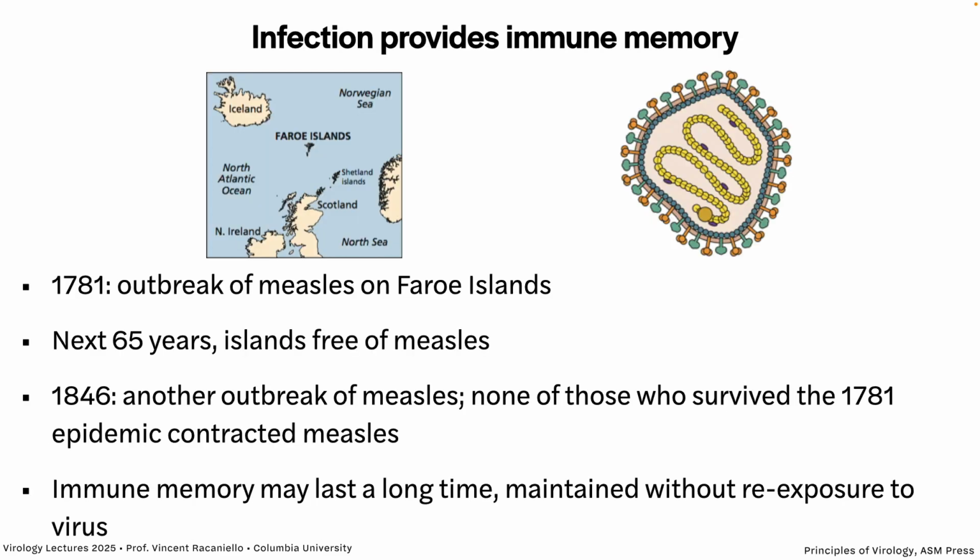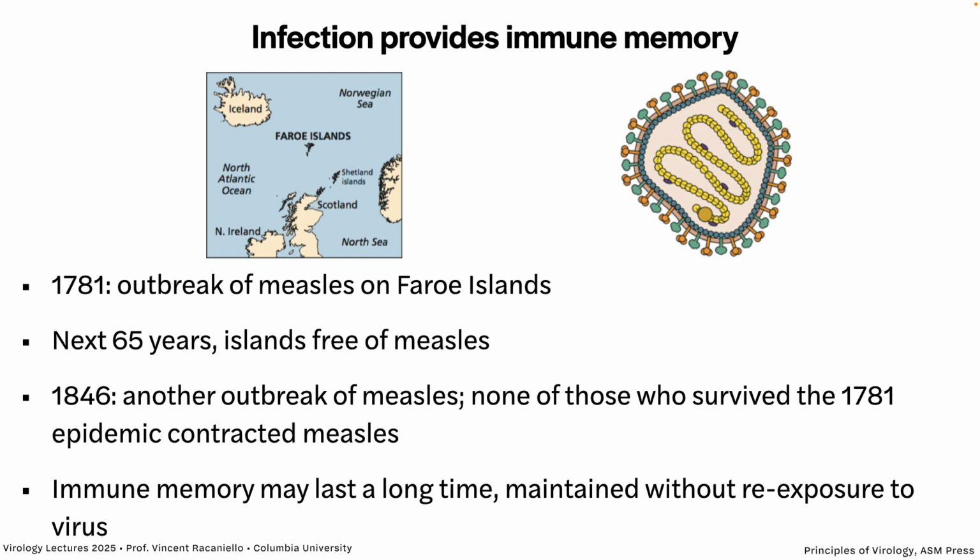So this was first realized in an outbreak of measles on the Faroe Islands. The Faroe Islands up here, well north of Scotland, right? So in the 1800s, nobody went there. Maybe one ship a year would go. They were owned by Denmark. It was an outbreak of measles in 1781. Usually someone brought it on one of the ships that came in, because they do need to get supplies now and then. And then for the next 65 years, there were no more outbreaks.